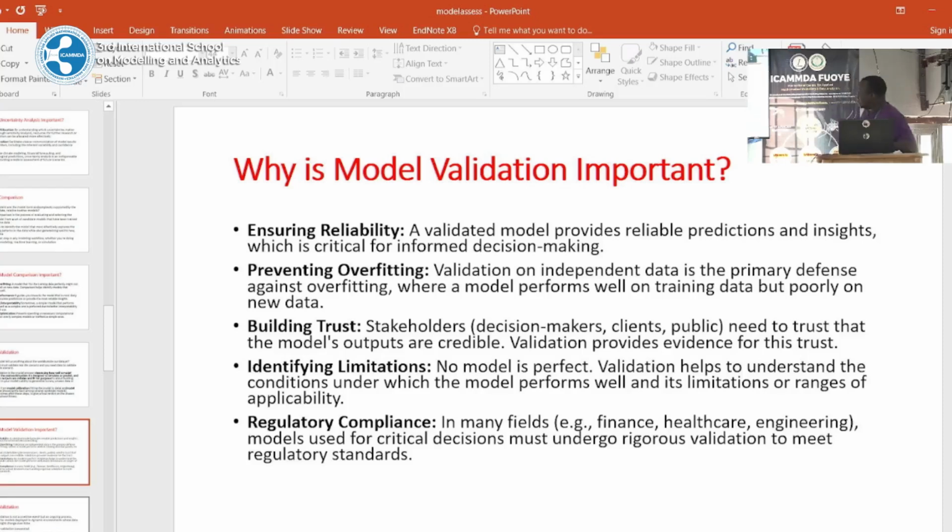And then regulatory compliance. In many fields, models used for critical decisions must undergo rigorous validation, like in healthcare, in finance, in engineering, to meet regulatory standards. You cannot just put flights in the air. Like in Nigeria, sometimes you will go on Facebook, they say somebody just made an aircraft in Umuahia or something like that. And then you say that guy is good. But even you will not enter that kind of plane, because it has to pass the test of validation.